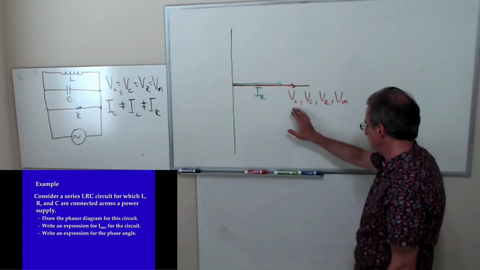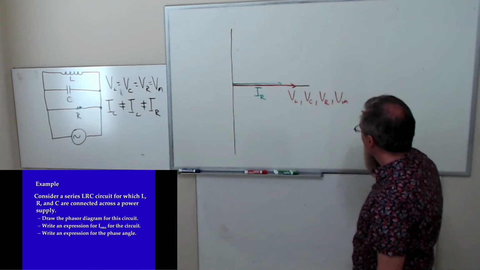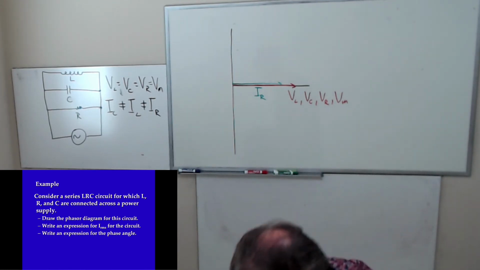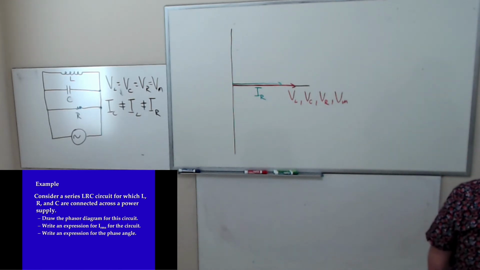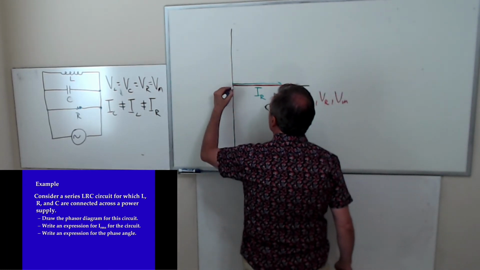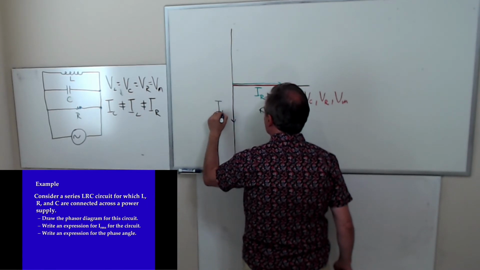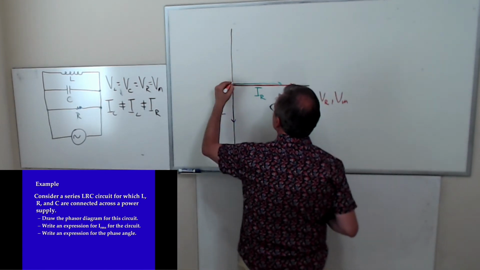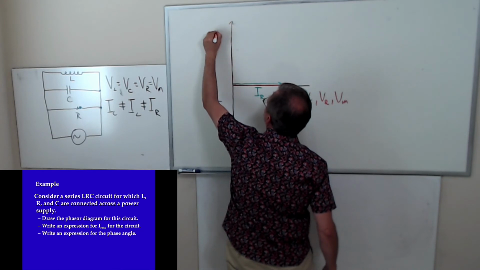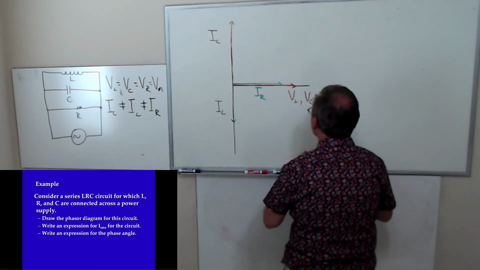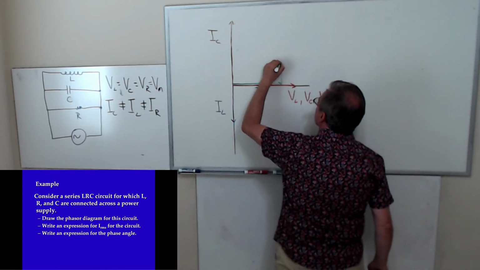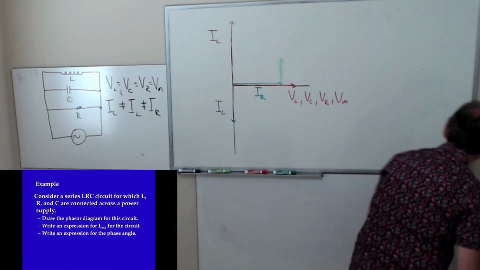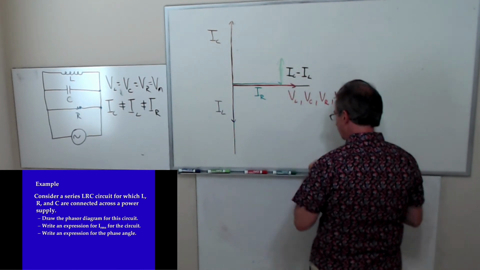So now, if this is the voltage across the inductor, where's the current through the inductor going to be? Is it below it? It's going to be below, right? Because it lags. And what about the capacitor? Above. I want to make everything in the first quadrant, so I'm going to make this one big. Maybe I didn't draw it tall enough. But this is I sub C minus I sub L.